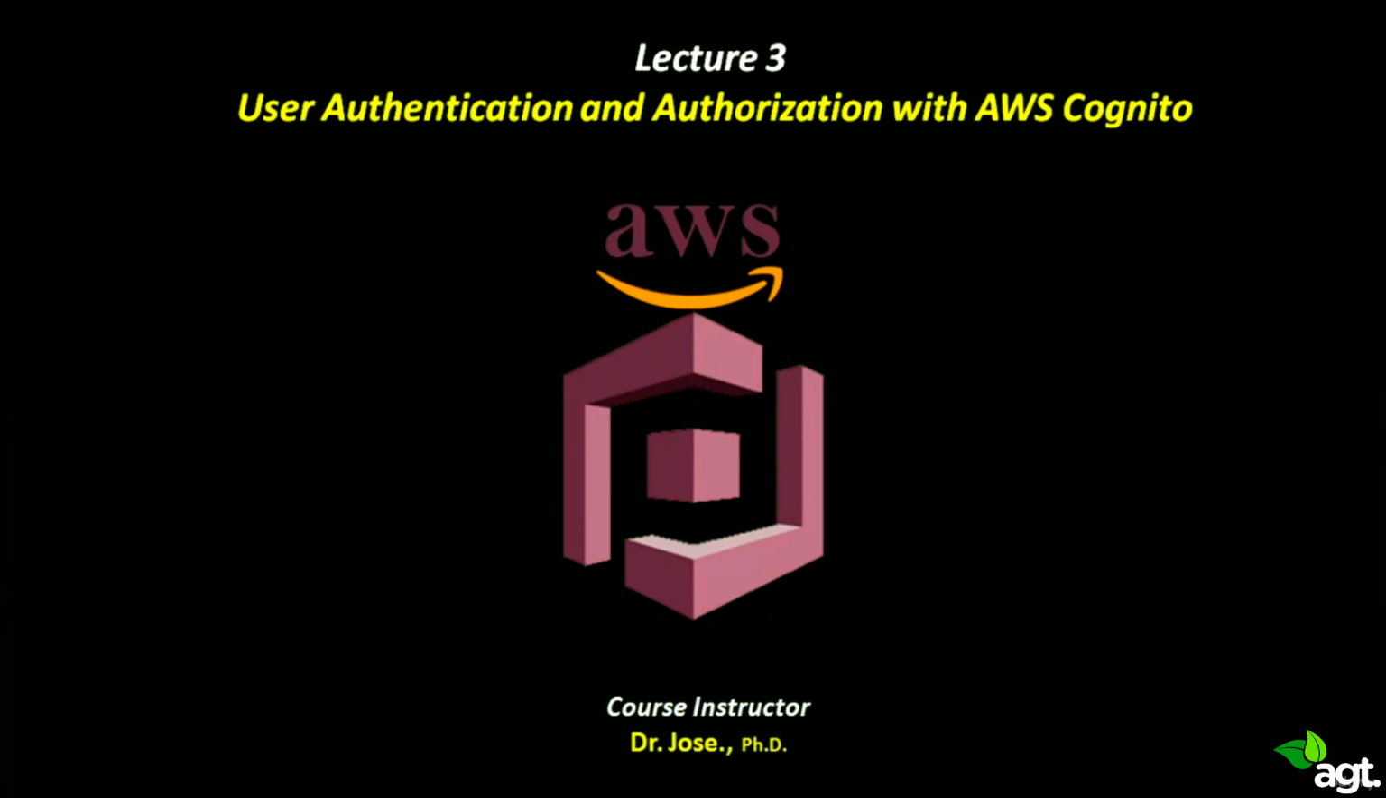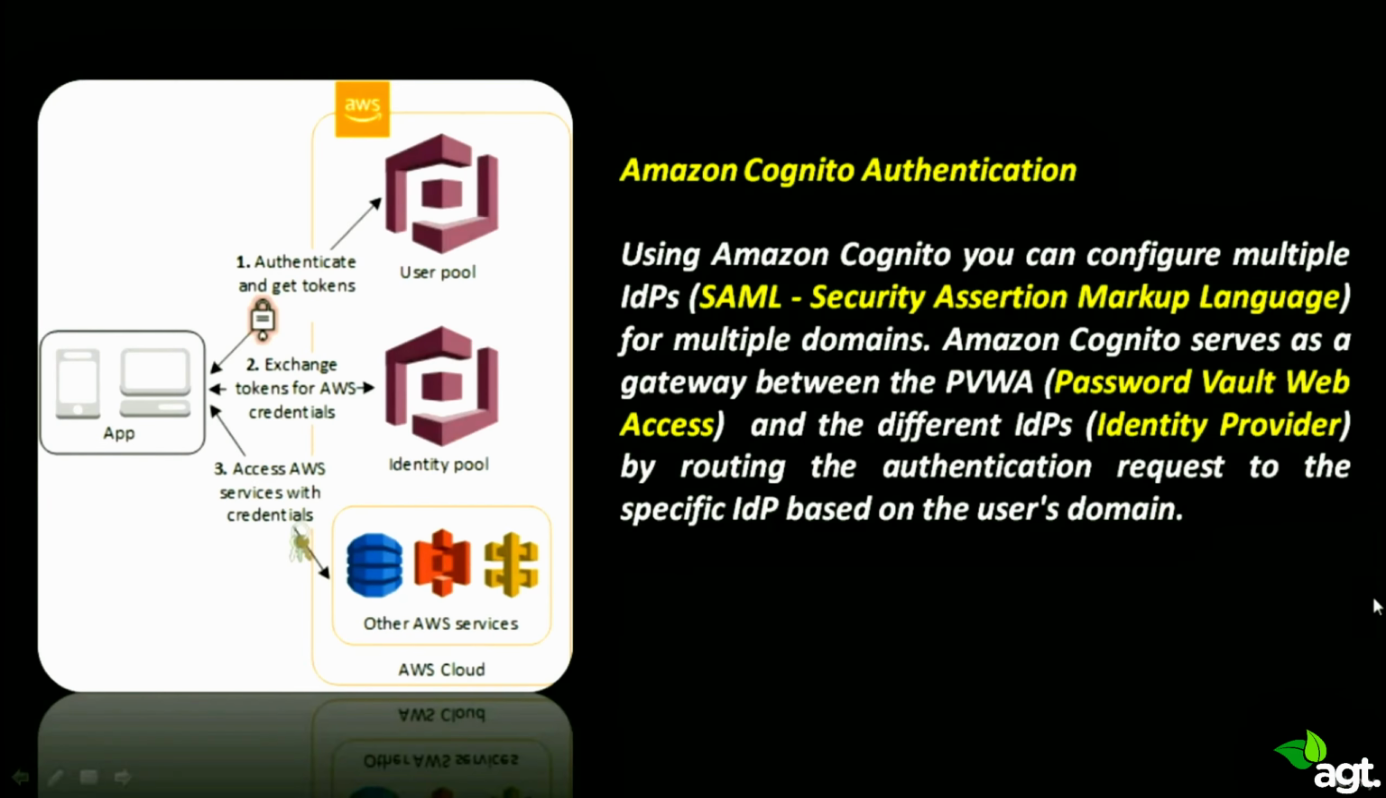Welcome to the third lecture of the topic. The topic name is User Authentication and Authorization with AWS Cognito. Using Amazon Cognito, you can configure multiple IDPs, identity providers, as well as SAML, security assertion markup language, for multiple domains. Amazon Cognito serves as a gateway between the PVWA, Password Vault Web Access, and the different IDPs, identity providers, by routing the authentication request to the specific IDP based on the user domain.